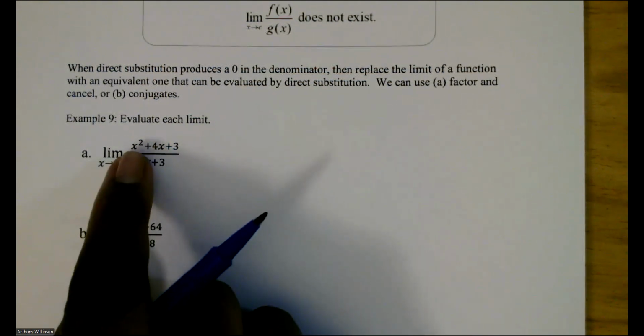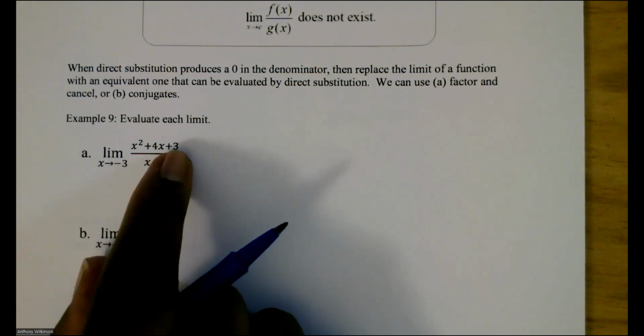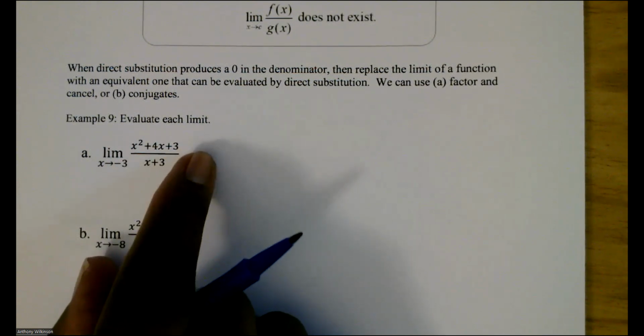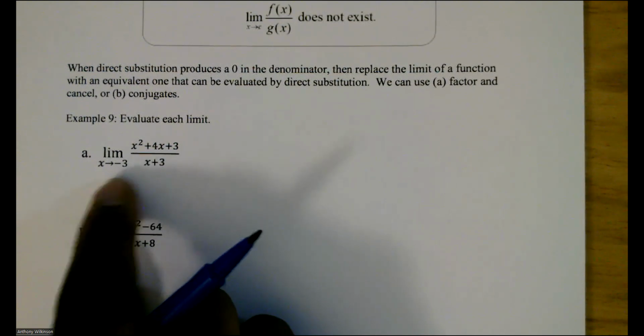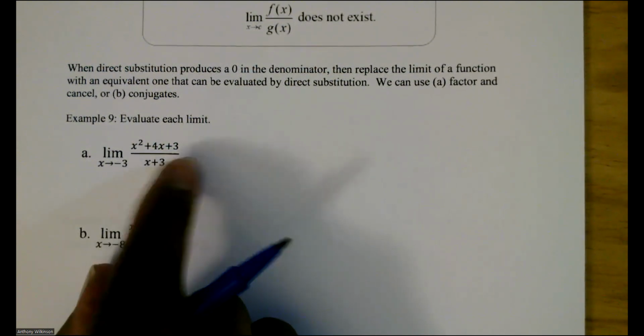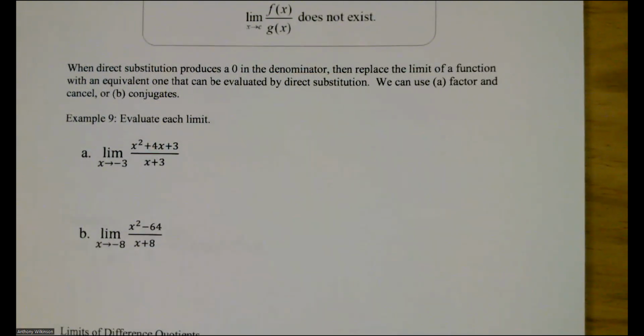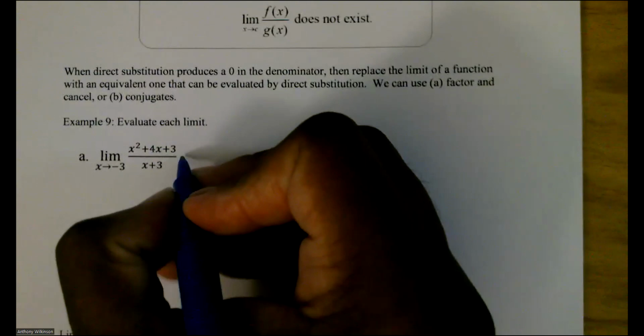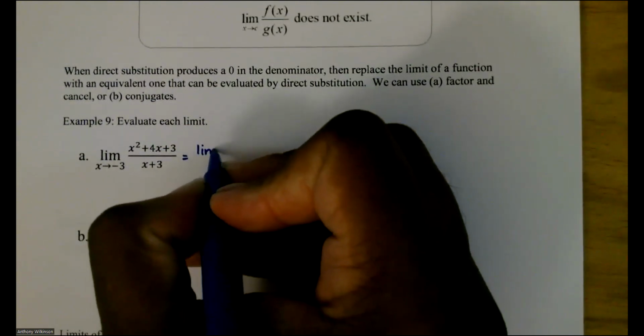Now, of course, if you replace the x in the numerator with negative 3, you'll get a 0 in the numerator. And obviously, if you replace the x with negative 3 in your denominator, you'll also get a 0. So we have 0 over 0, which is our indeterminate form. So that means we're going to have to factor and divide out common factors in this case. So let's see if we can factor.